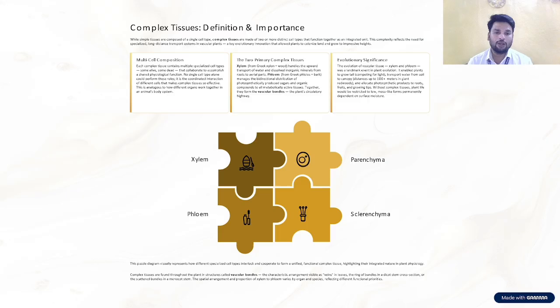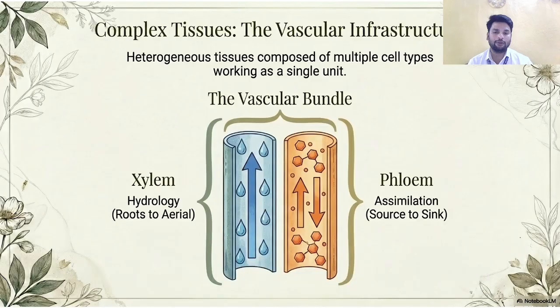moisture. Okay, so basically complex tissue is composed of xylem and phloem, and simple tissue is mainly composed of parenchyma, collenchyma, and sclerenchyma. Okay, so here is a puzzle diagram which is used to show how they collaborate to form a unified tissue. Complex tissues are found throughout the plant structure, called the vascular bundle. The characteristic arrangement is seen as veins in the leaves and a ring of bundles in a dicot. Okay, the complex tissue, the vascular infrastructure.